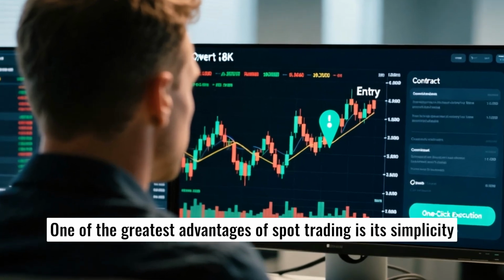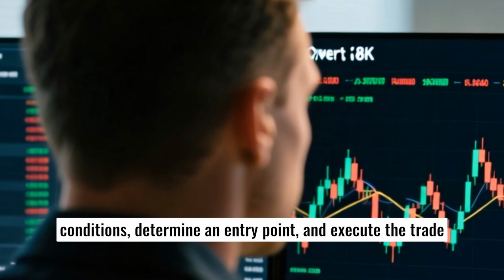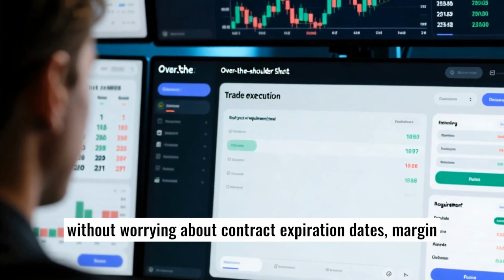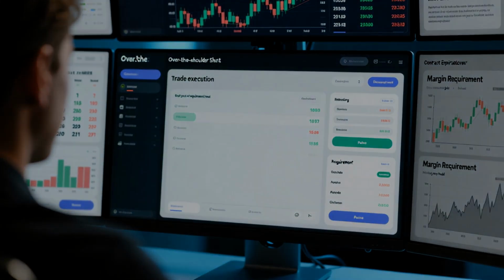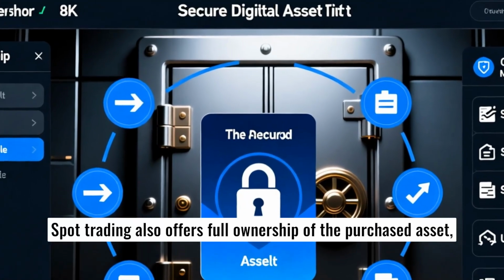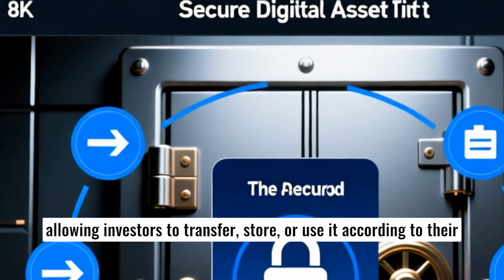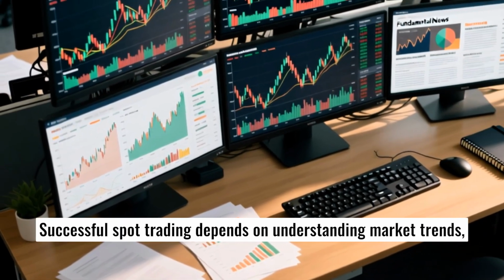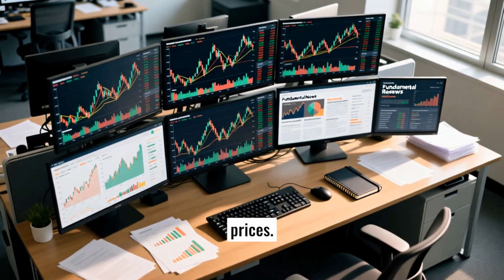One of the greatest advantages of spot trading is its simplicity because traders only need to analyze the current market conditions, determine an entry point, and execute the trade, without worrying about contract expiration dates, margin requirements, or complex pricing models associated with derivative instruments. Spot trading also offers full ownership of the purchased asset, allowing investors to transfer, store, or use it according to their investment objectives. Successful spot trading depends on understanding market trends, technical analysis, and fundamental factors that influence asset prices.